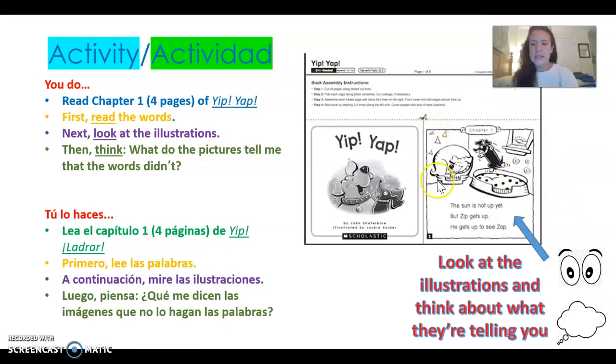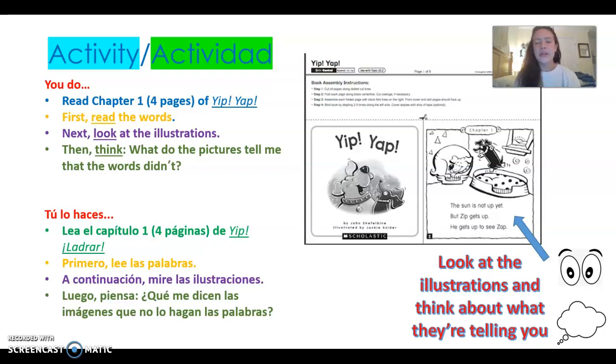Let's look at page 1 of Yip Yap. So page 1 says, "The sun is not up yet, but Zip gets up. He gets up to see Zap." And so I read that the sun is not up yet, but then I look in the illustration and I see it's coming up. So it's about to be daylight. The sun is about to be up.